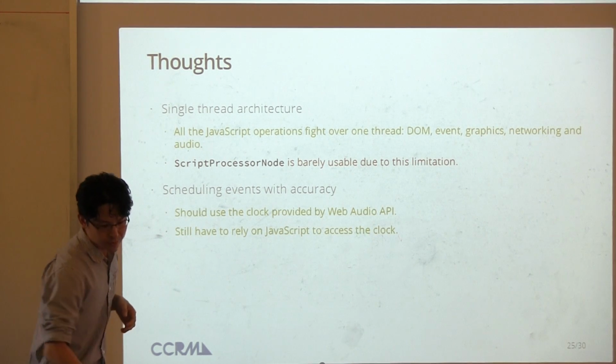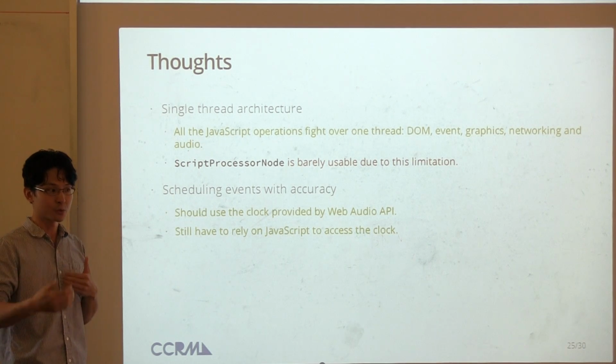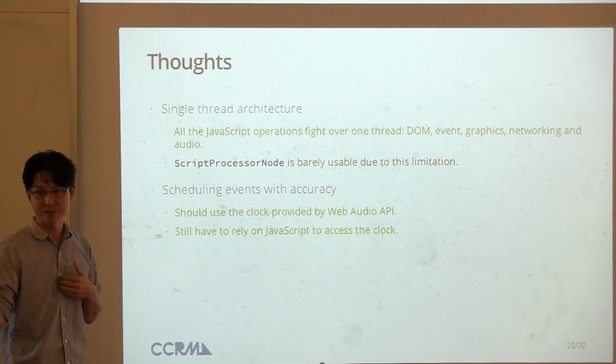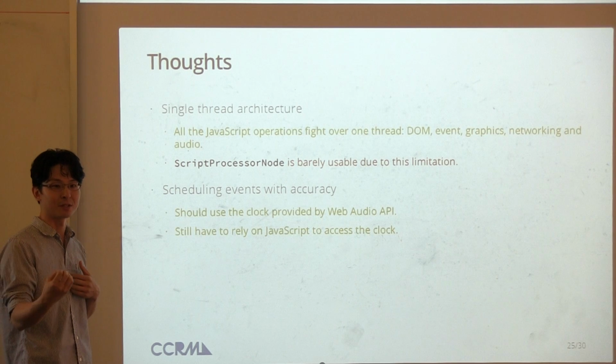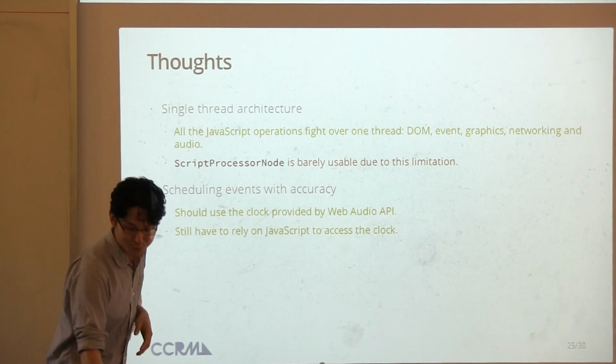But the thing is, this Web Audio API is a JavaScript API, so you have to make a JavaScript function call to access the precise clock, right? That means you're in kind of a dilemma situation.